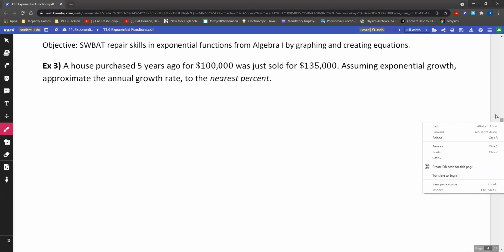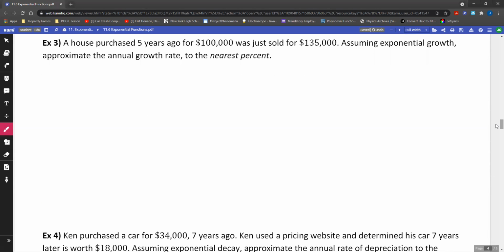Now here's another way that they can ask these types of questions. So here, instead of asking for y, they actually gave us y. So they gave us the initial value and they gave us the final value. And here they're looking for the rate. So we're looking for r. They said that this is exponential growth. So this is going to be using this equation.